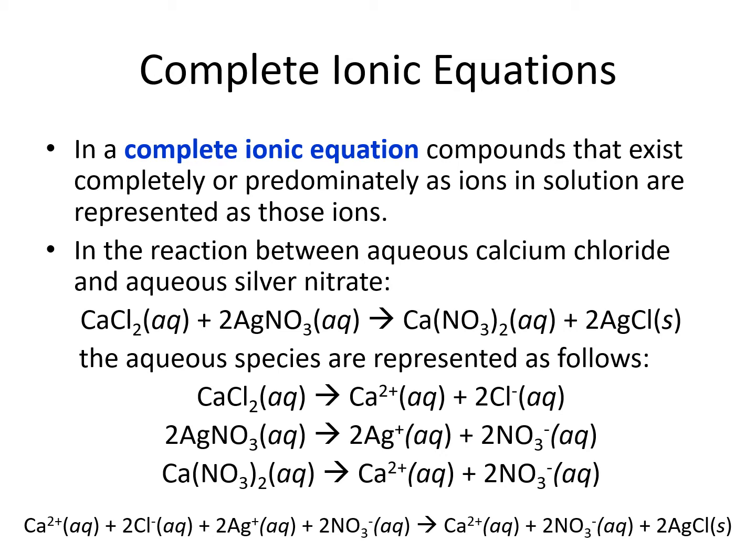The 2 silver chloride solids do not dissolve in water. We write them as is in the complete ionic equation. If it's a solid, liquid, or gas, we leave it alone. We do not break it apart into ions. We end up with a complete ionic equation of Ca2+ + 2Cl- + 2Ag+ + 2NO3- makes Ca2+ + 2NO3- + 2AgCl solid.